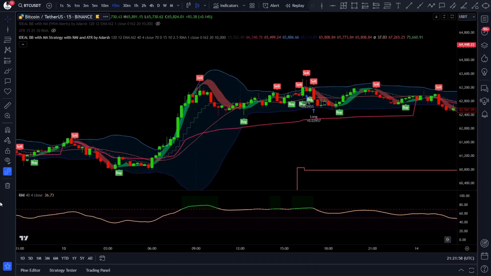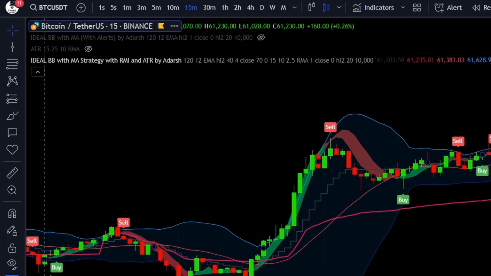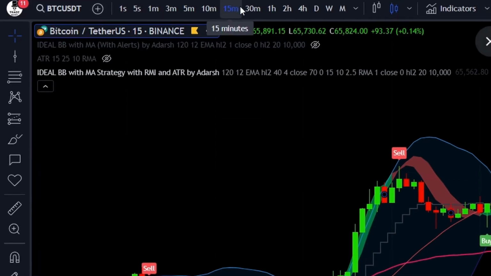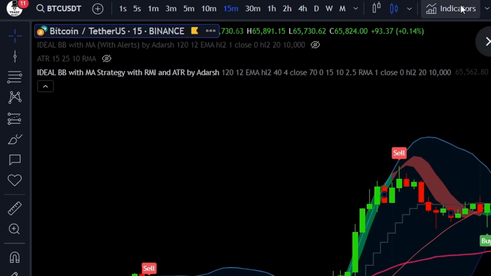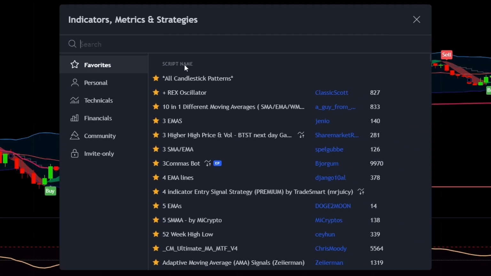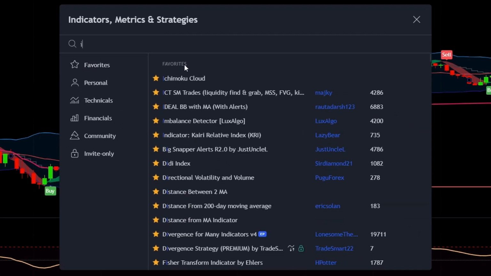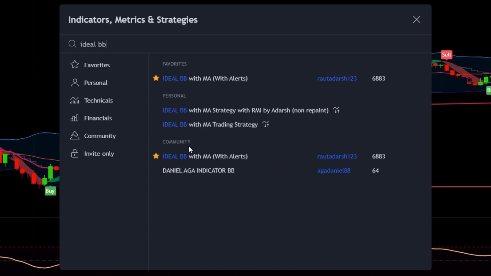Okay, for this strategy, first open up TradingView and set up the BTC USDT 15-minute chart. Once you got that, let's add our indicators. For this strategy, we will use three different indicators. First, the idealBB. Add this one to your chart, but keep in mind that this is repainting. I will let you know in a minute how to use it.